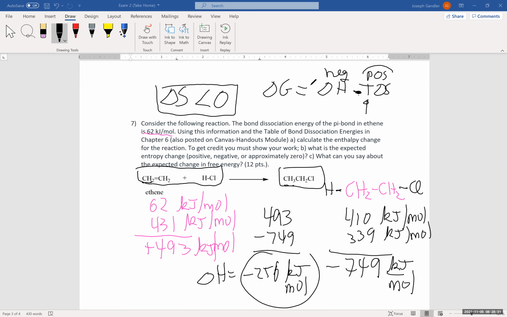So based on that, you can see that these addition reactions to alkenes are normally run under low temperature conditions, okay? So I hope that's helpful, and I will clear this and go on to question 8, all right?